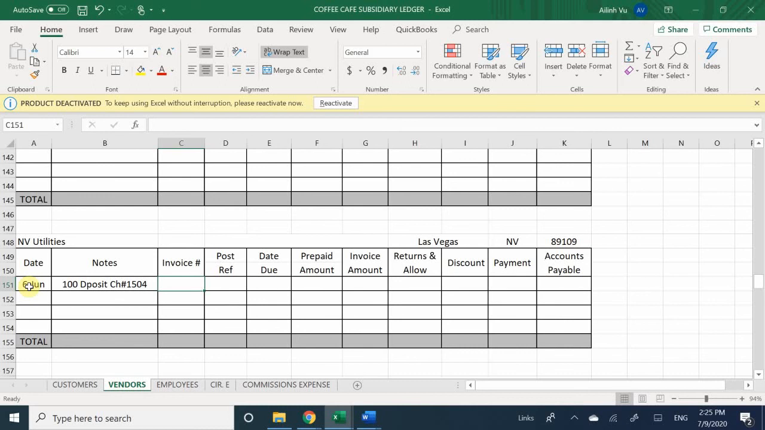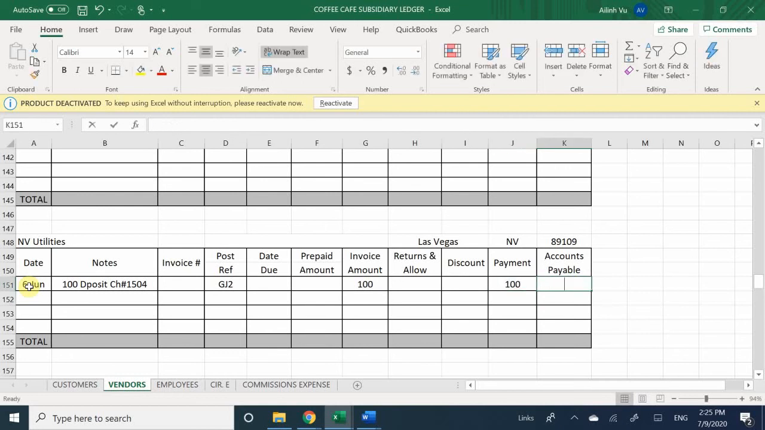Okay. There's no invoice for this. Post reference is going to be general journal number 2. There is no due date because we haven't received a bill from them yet. It's not considered a prepaid in account, but the invoice that they charged us for was for $100. And we also made a payment here. Oopsies. Payment is for $100.